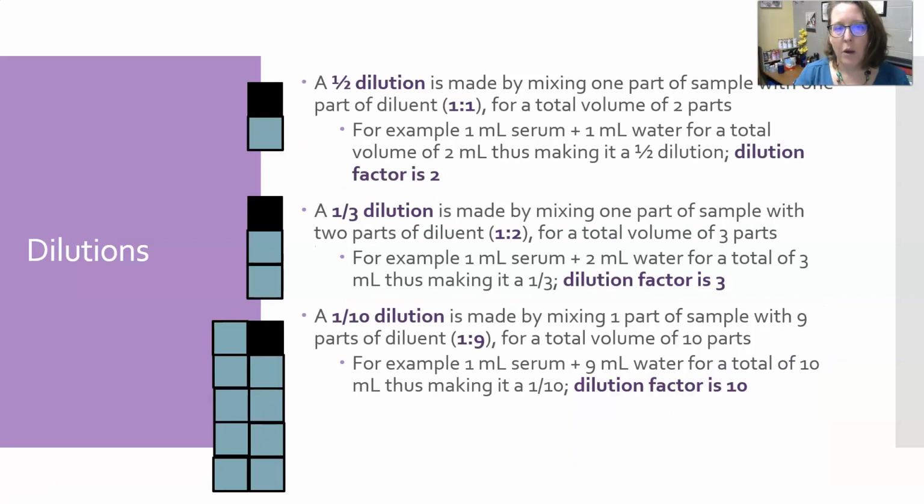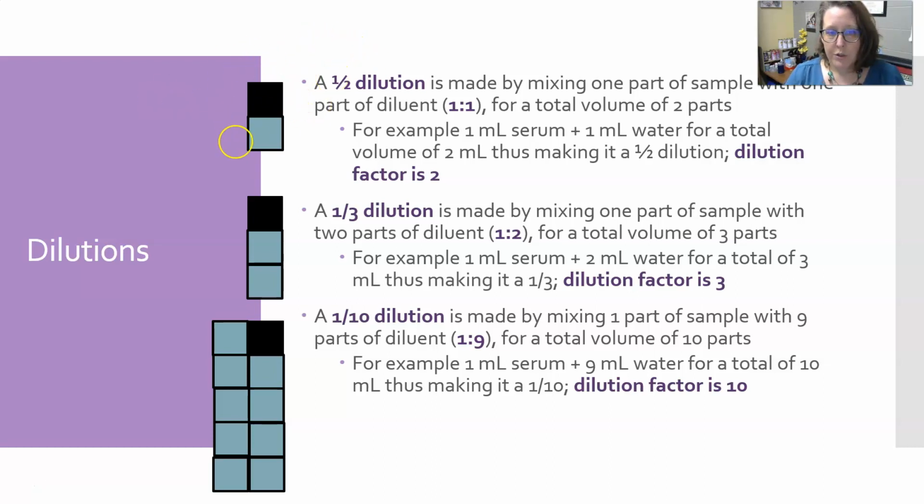So a 1/2 dilution is made by mixing 1 part of sample with 1 part of diluent, so it's that 1-to-1 ratio for a total volume of 2 parts. For example, 1 ml of serum plus 1 ml of water for a total volume of 2 ml, making it a 1/2 dilution, and the dilution factor is 2, which is what you would multiply the result back by, or what you would program in the analyzer if you're trying to program the dilution.